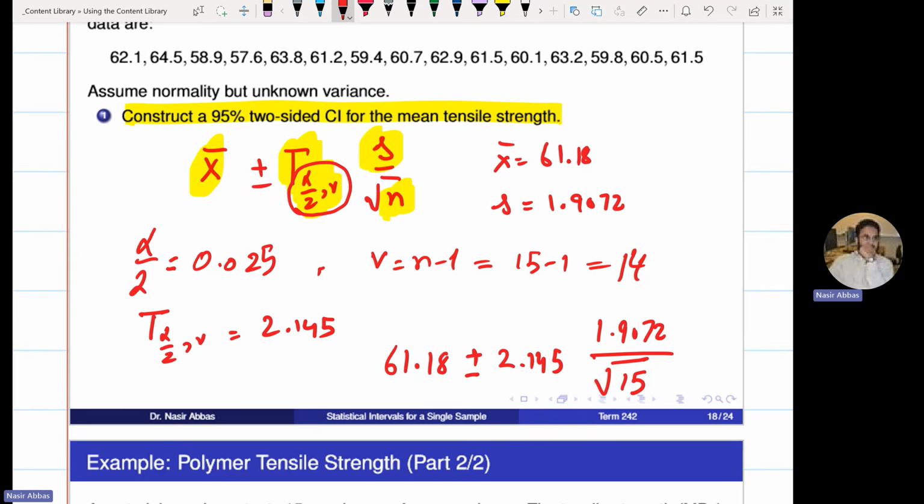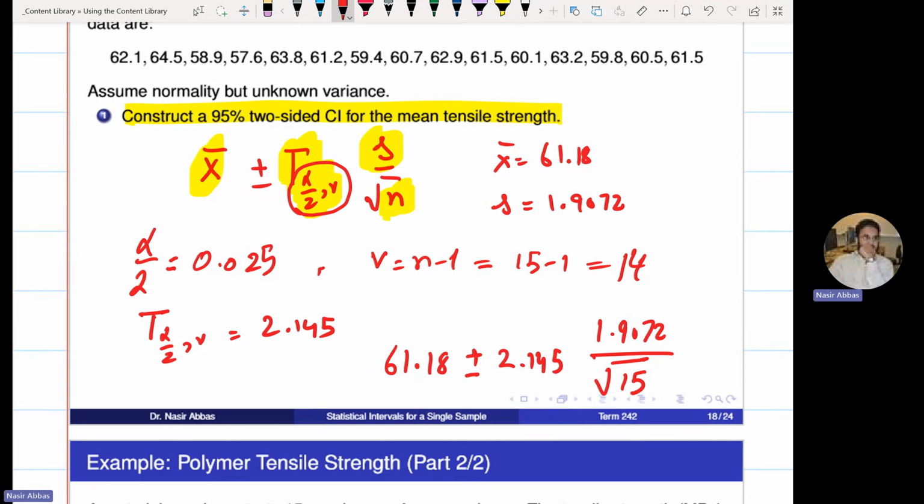How do you interpret this lower limit and upper limit? Exactly the same like Z. You will say we are 95% confident that the true, what was the variable? The true mean tensile strength is between this and this, whatever is the lower limit and whatever is the upper limit.